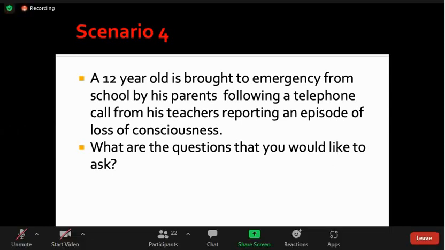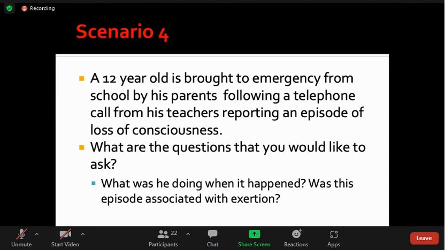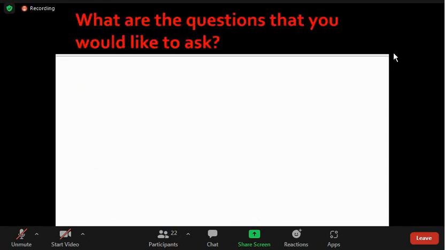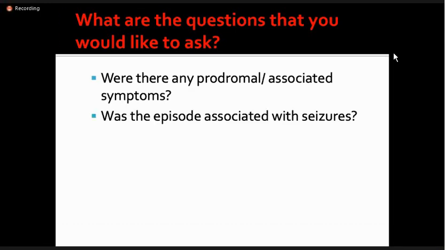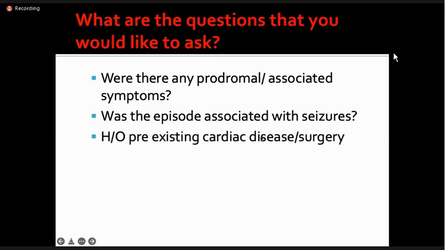Okay, so let's see if we've covered everything. What was he doing? Was it associated with exertion? Was there any change in posture? Any prodromal associated symptoms? Was the episode associated with seizures? Same stuff: history of pre-existing cardiac disease, family history of sudden cardiac death. So it's a fairly standard pattern of questioning that we're following for all these patients.